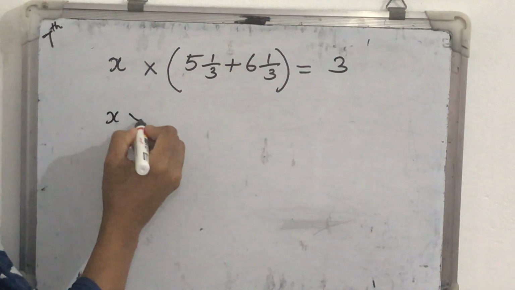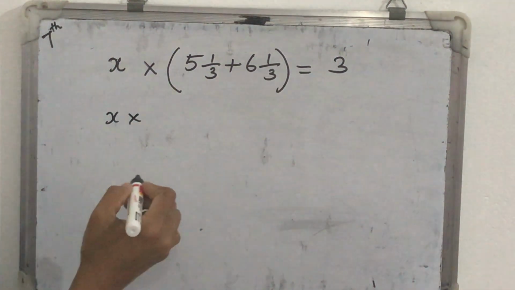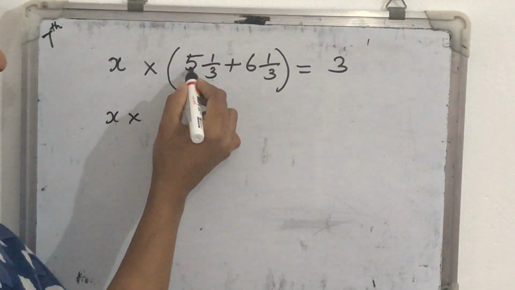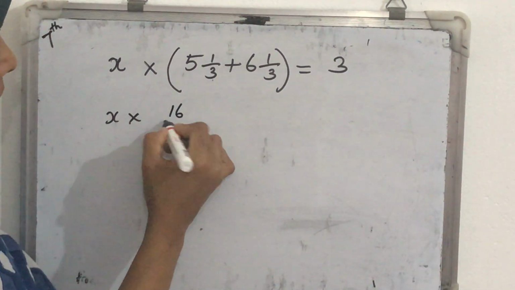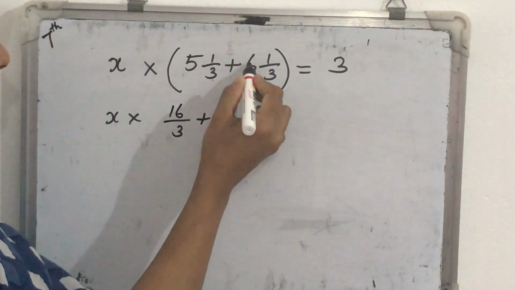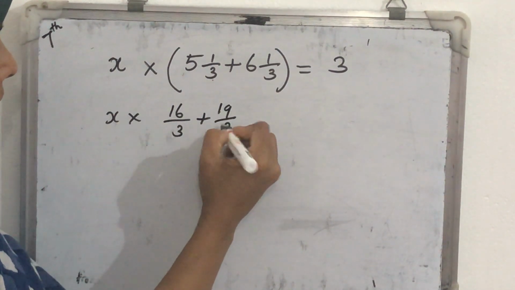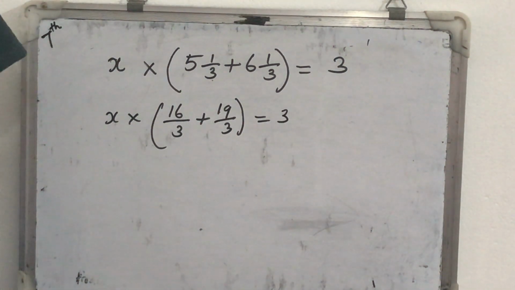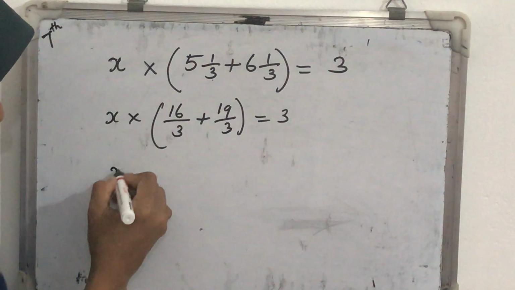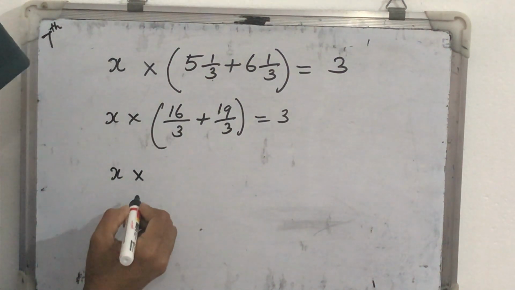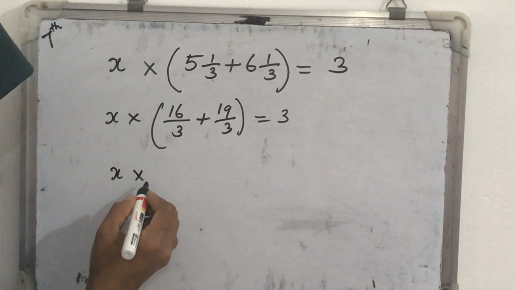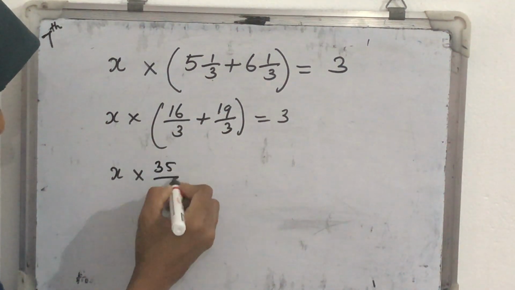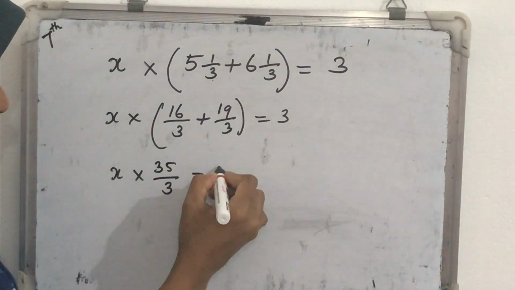So x into 5 1 by 3 plus 6 1 by 3. Convert these into improper fractions: 3 into 5, 15 plus 1, 16 by 3, plus 18 plus 1, 19 by 3. That answer is given as 3. Then it is equal to x into 16 plus 19 by 3, so it will be 35 by 3. That we got as 3.